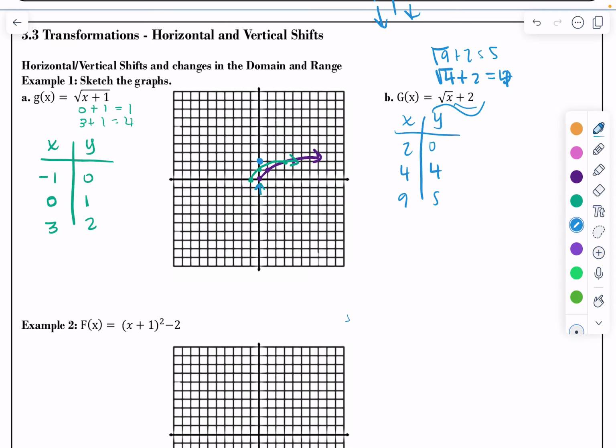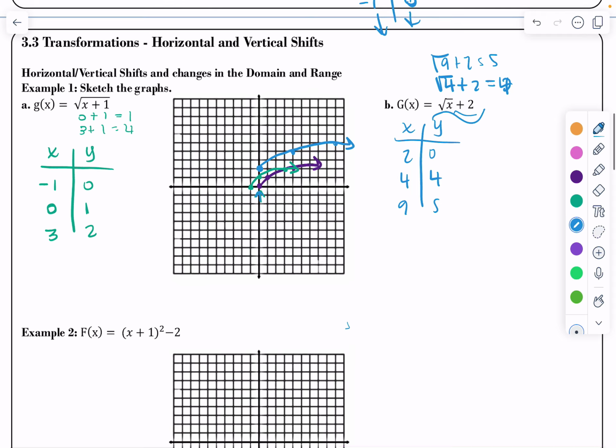So then I can plot my points as such: 0, 2, 4, 4, and then 9, 5. Again, it still has the same integrity, the same shape, but it just shifted up. And I did pick different x values, but I just did that so you can see that picking them doesn't really matter as long as you have points to plot the graph.